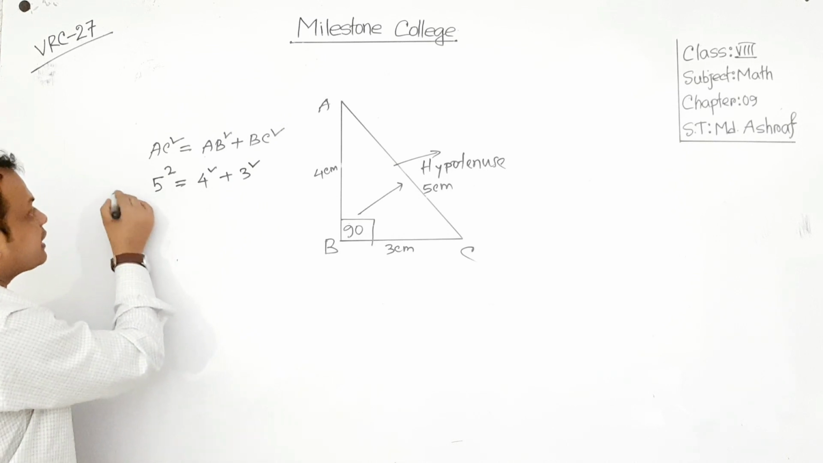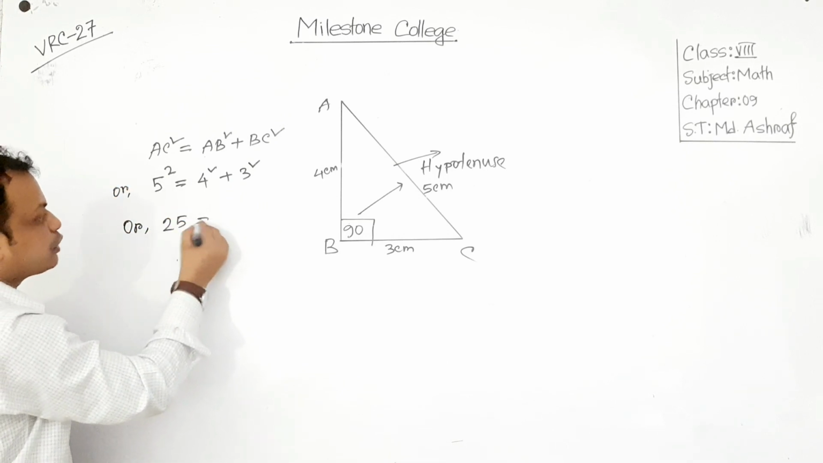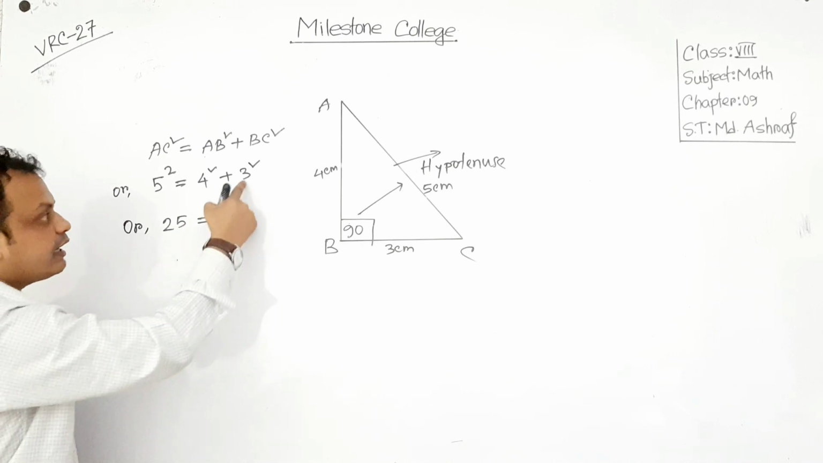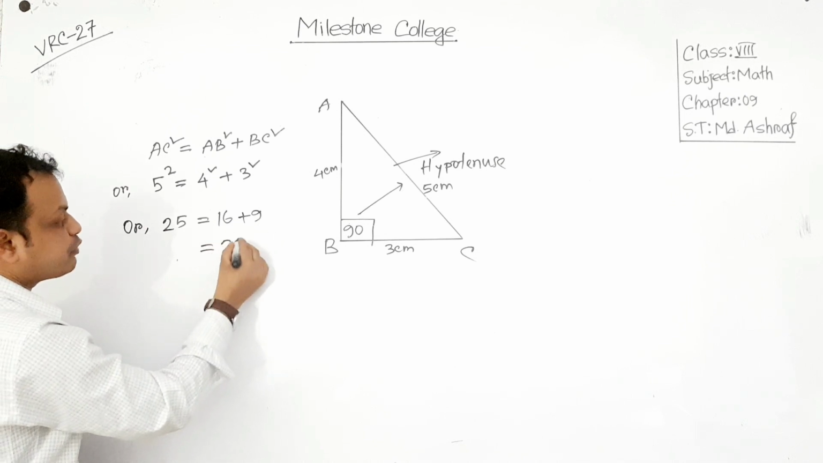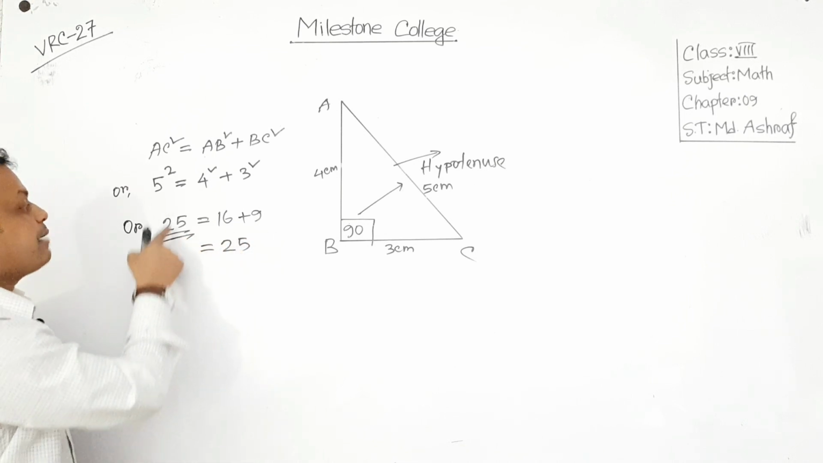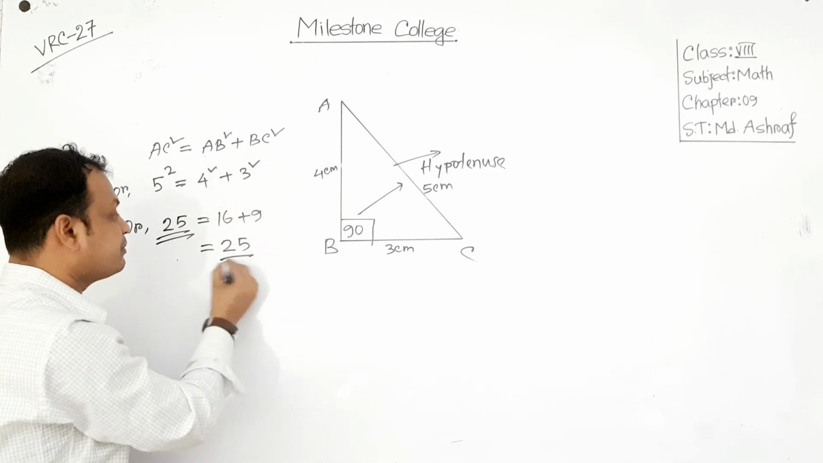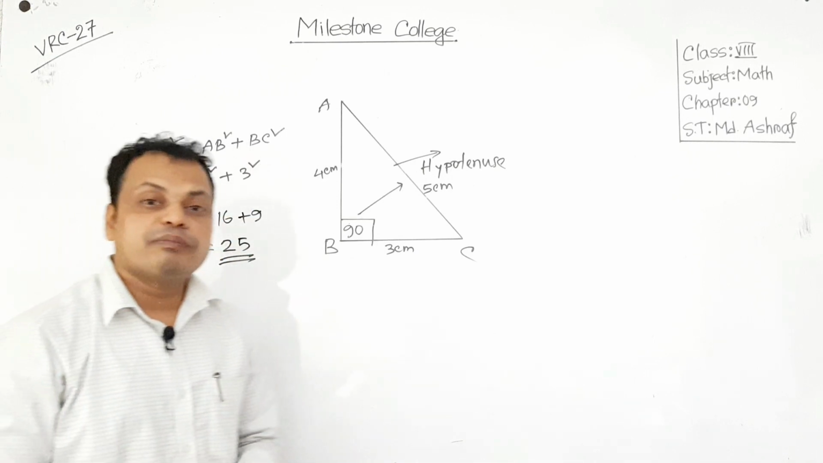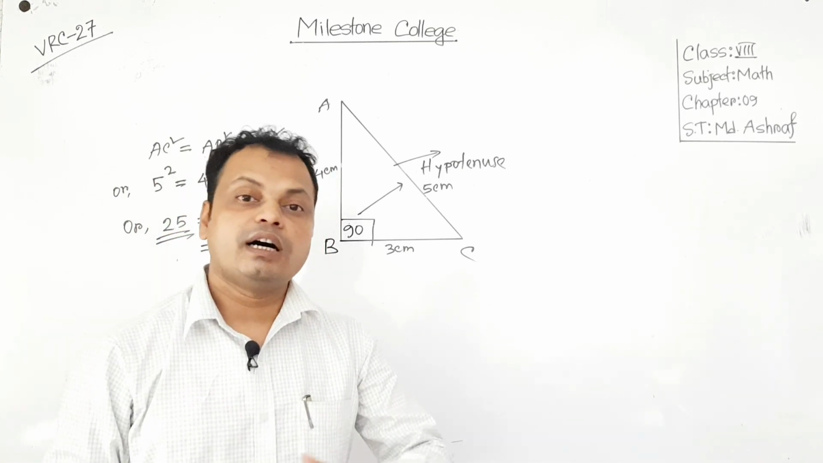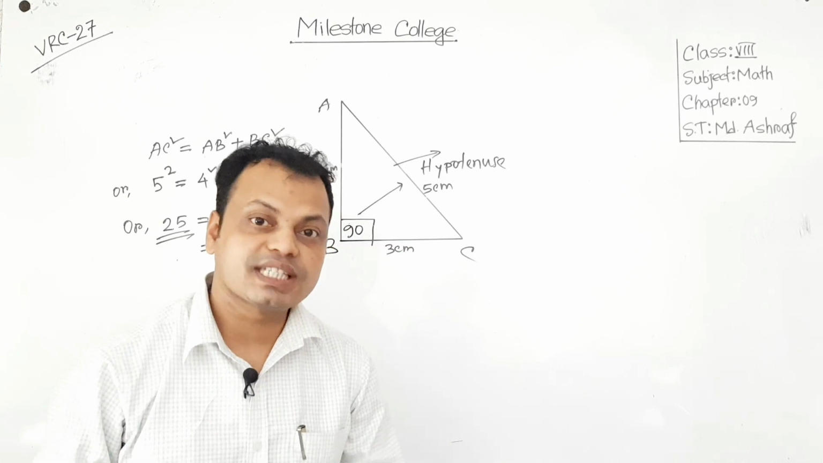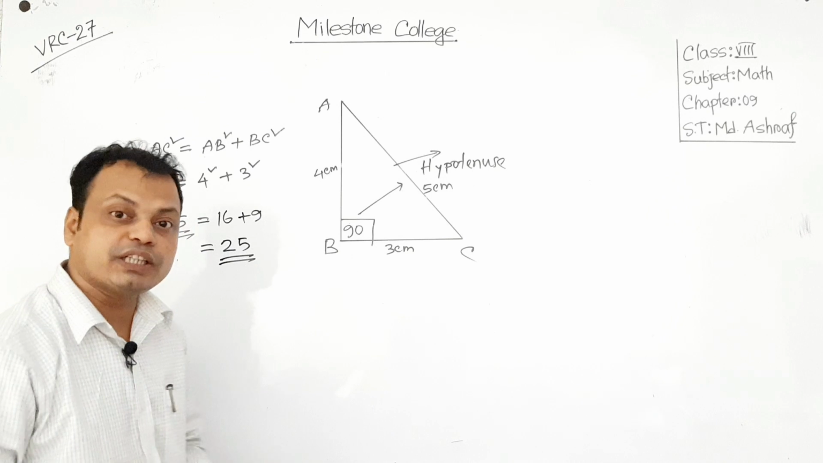So what do we get? 5 square is 25, equals 4 square, which is 16, plus 3 square, which is 9, and 16 plus 9 is 25. So the hypotenuse square is 25, and the sum of the squares on the other two sides is 25. That means the Pythagoras theorem is satisfied. What is the Pythagoras theorem? The square on the hypotenuse is equal to the sum of the squares on the other two sides. So 25 equals 25.